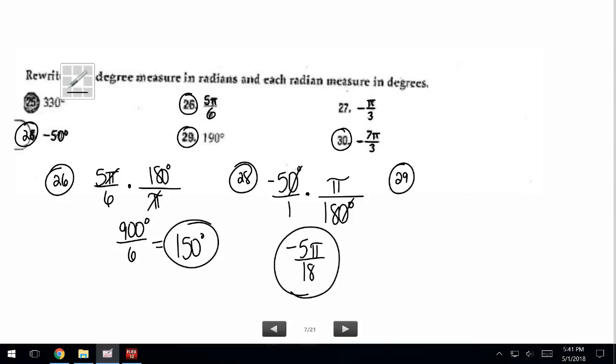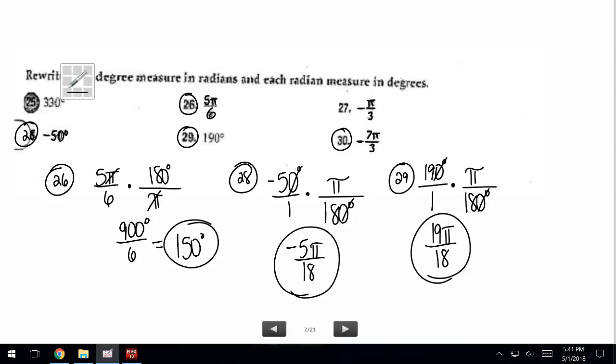All right, 29, 190. Got to make it a fraction, so put it over 1. And then we need that degree to cancel out. So we're going to put him on the bottom. And pi and 180 always go together. It's just what order they're in. All right, the zeros cancel out, and you have 19 pi over 18. 19 and 18 do not reduce, so you're finished.